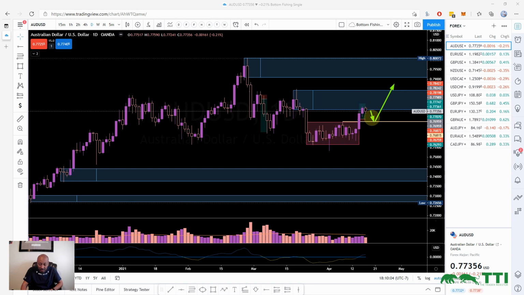But I would like to see price testing this area, and as we get closer to this line, this is where I will go to my hourly chart to look for a break of structure, a down move, break of structure, to enter a position to the upside. So that's what I'll be looking at for AUD USD.